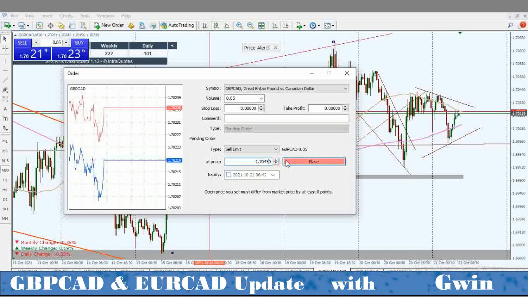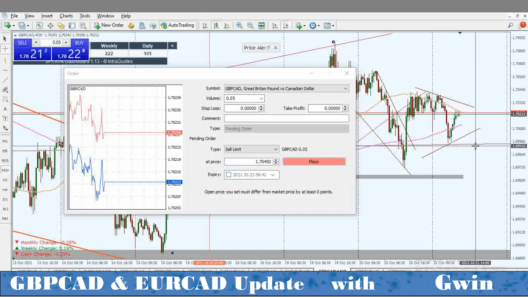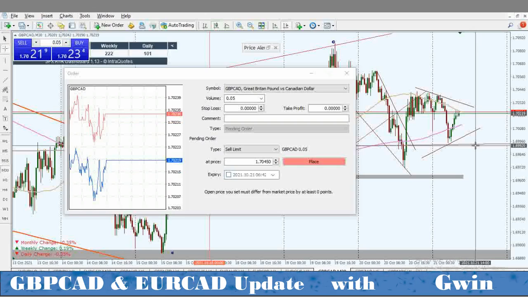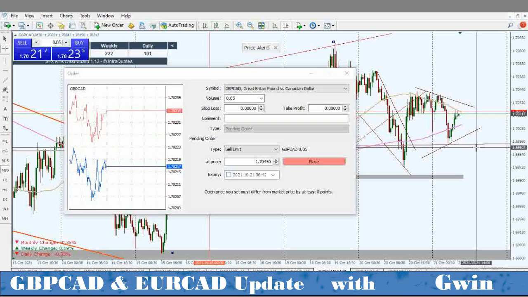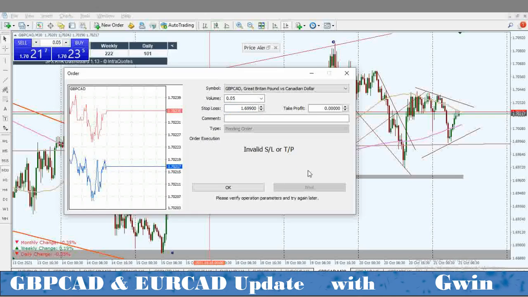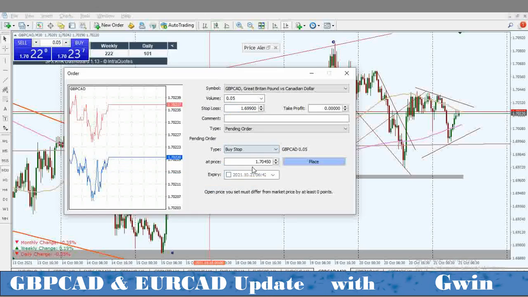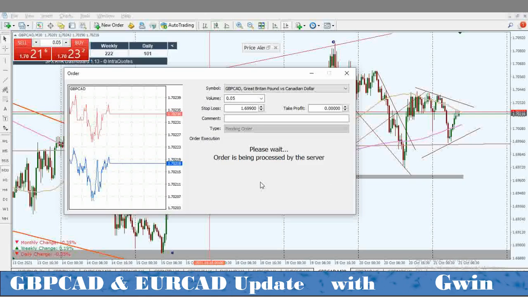So we're going to put that up there, and we're going to put our stop loss below the C leg, where we anticipate that that's a C leg. We're going to put that at 1.6990. Sorry about that. So we have a pending buy stop there.